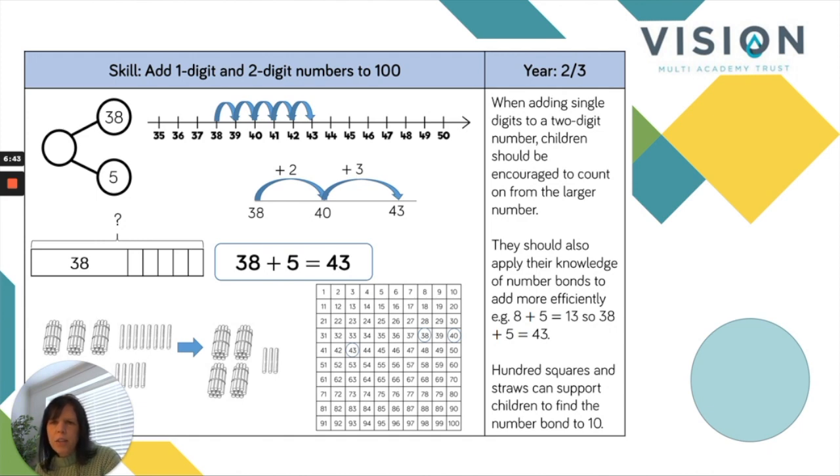So again, 38 add 5 equals 43, encouraging them to jump to the next multiple of 10, to 40, and then the 3. Lots of similar strategies you can see, but it's great if they see it in every single year group.